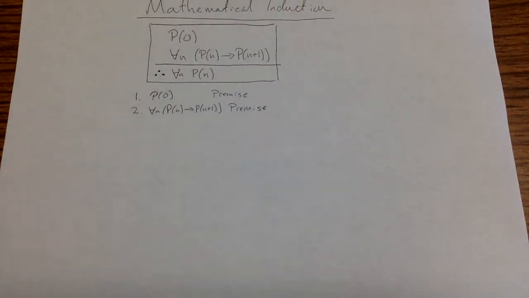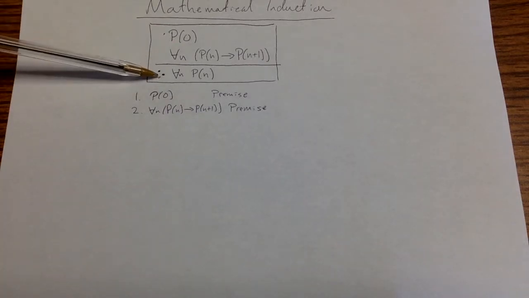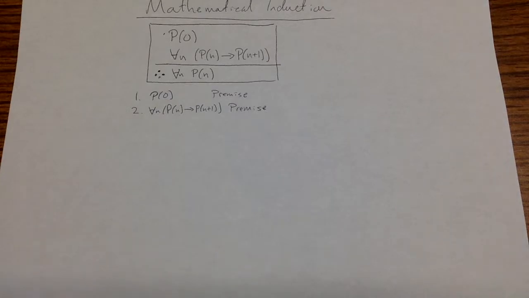So using the regular step-reason format, I can see that P(0) is a premise, and for all n, P(n) implies P(n+1) is a premise. And essentially, I want to conclude this. Well, I won't be able to conclude this using our proof now, but what I'm going to do instead is step through and show you that lots of these values are going to be true.